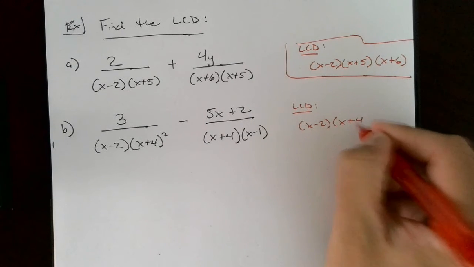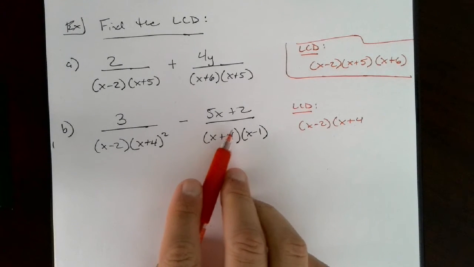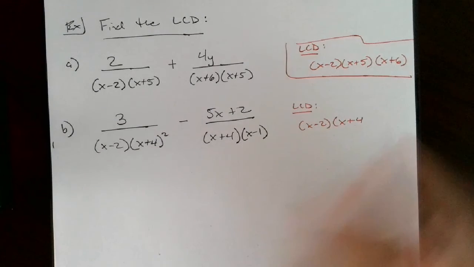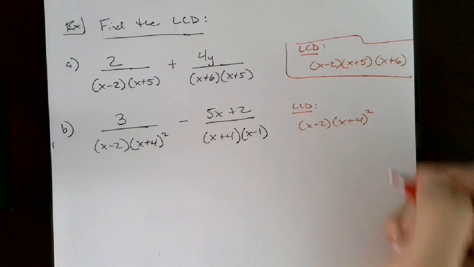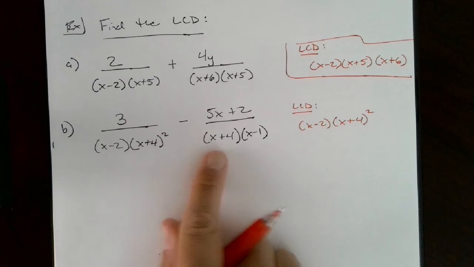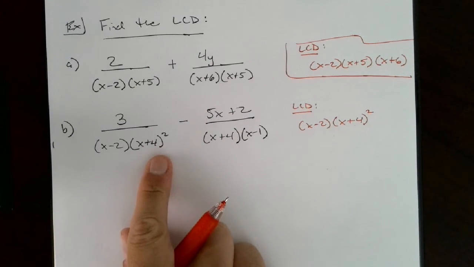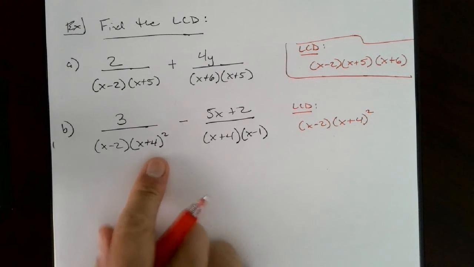Now remember what my step 2 said earlier. I want the highest power of x plus 4 that I see. This is to the first power, this is to the second power. The highest power I see is the second power. Be careful, don't say third, right? You don't combine these. It's whichever is the highest power you see. So x plus 4 to the second power is the highest one I see.